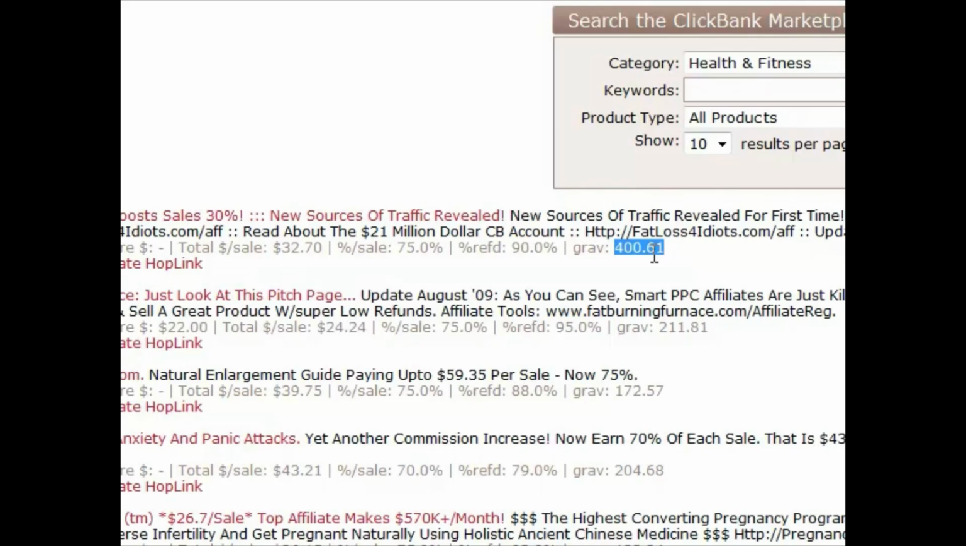Gravity is just a measure of how many affiliates have made at least a sale within the last 6 weeks or so. It's a weighted average. It's not precise. But within the last 6 weeks, at least 400 affiliates have made a sale. Now, that means that obviously some affiliates are making a lot more and some are making a lot less. But basically, it's saying that there's a lot of people making money with this product.